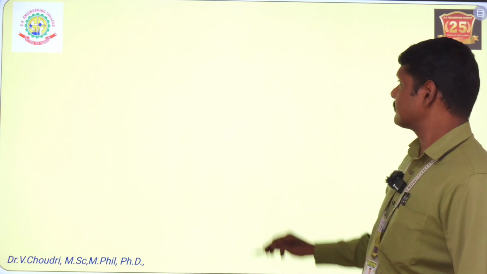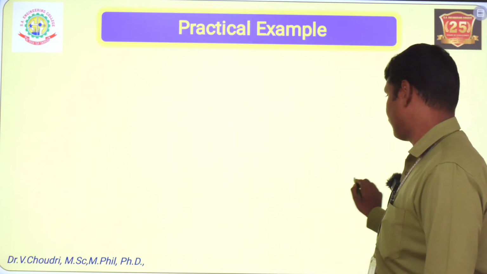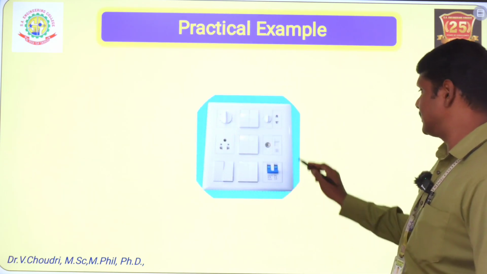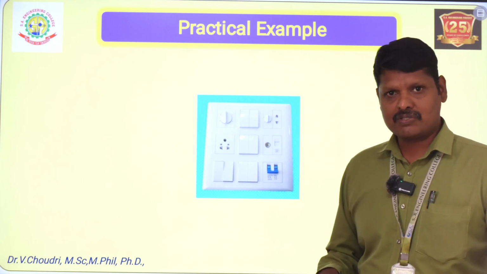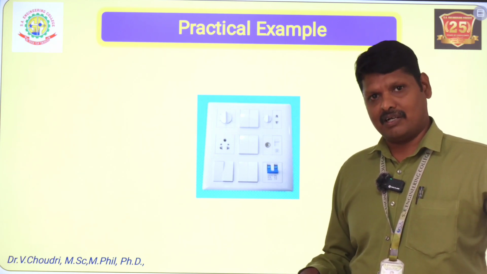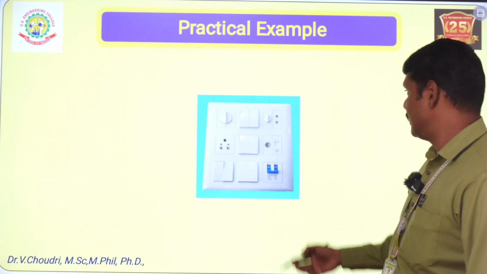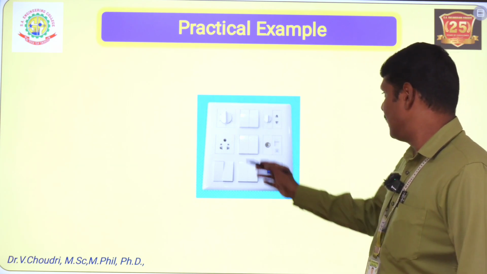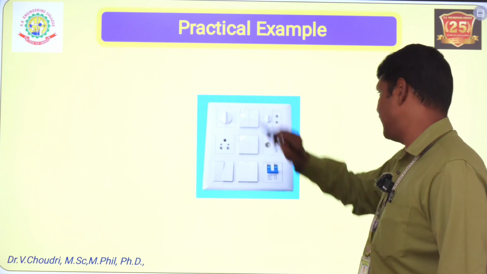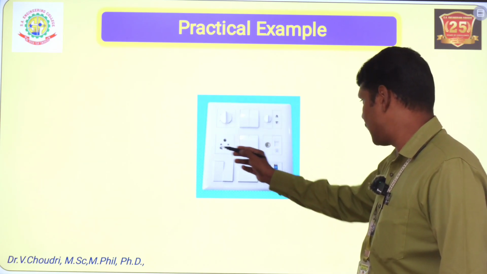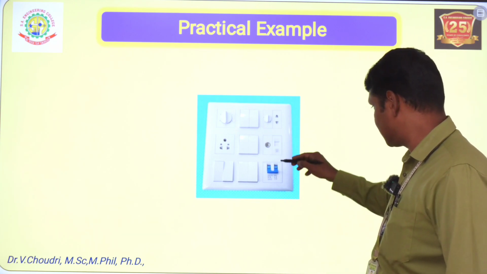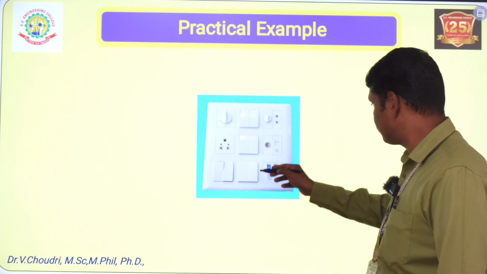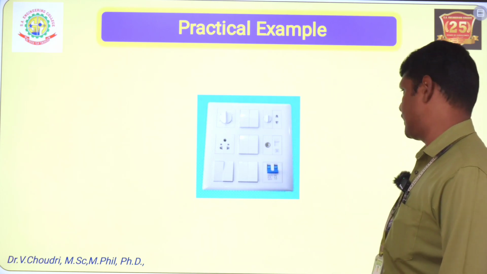See, a practical example. So this is the switch box. Often you have seen it in several places: house, working place, college, and other places. Several switches are there. It may be used for a ceiling fan. It may be used for a plug point for charger purpose. This may be for cable connection. This is the main switch. This may be a dummy or used for any other purpose.